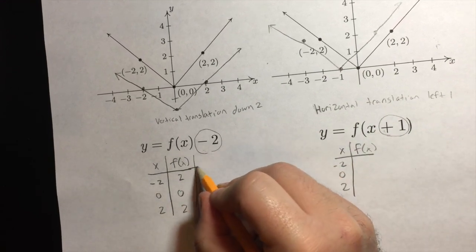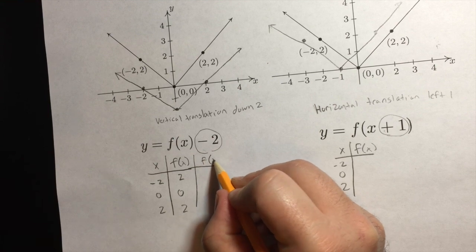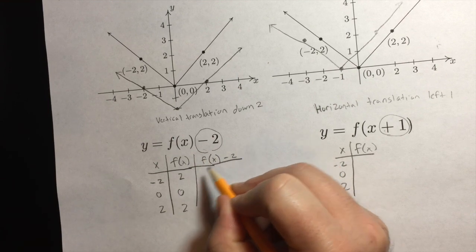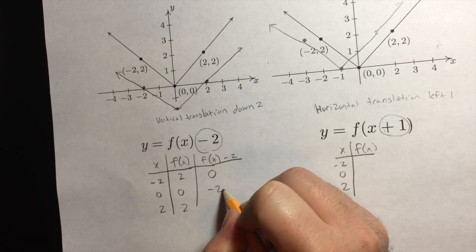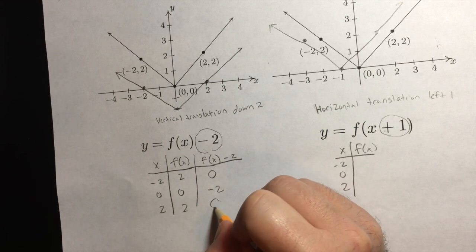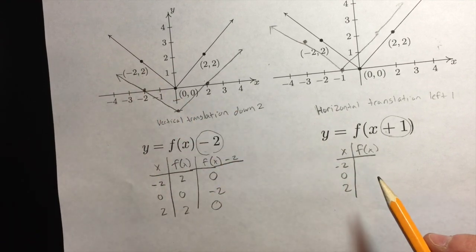So our new function table now becomes 2 minus 2 is 0. 0 minus 2 is negative 2. 2 minus 2 is 0. These points also match up with the graph as well.